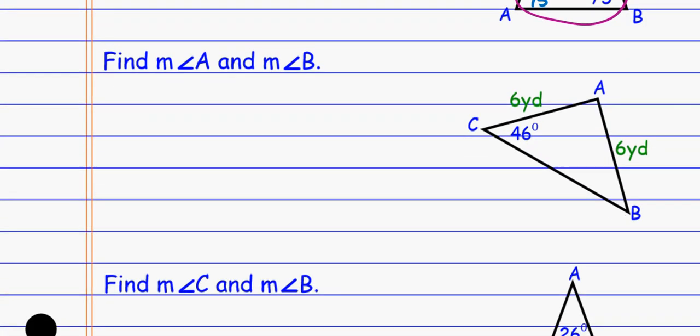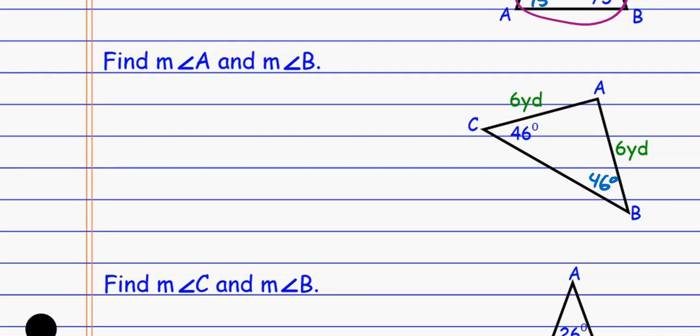Looking at this one, same kind of thing. Once again, I have two sides that are the same. And so if I was comparing the angles here, if the opposite sides are the same, well, then the angles must be the same. So when we look at angle C, it's across from a segment that's 6 yards, and it's 46 degrees. Well, angle B is also across from a segment that's 6 yards, so it's also 46 degrees, okay? And so if the opposite sides are the same, the angles are the same.